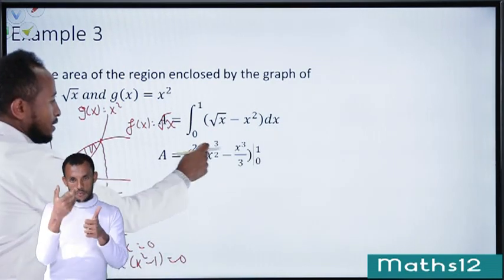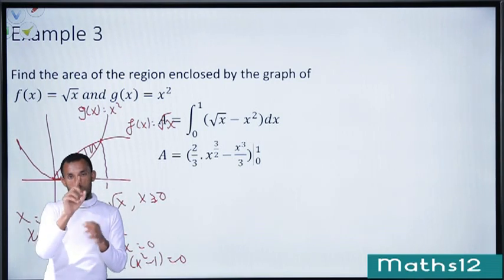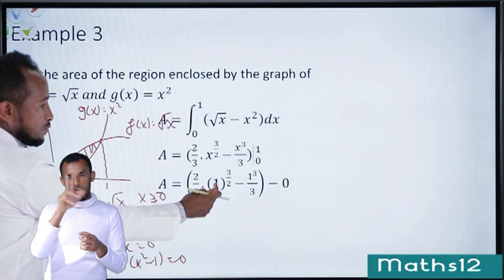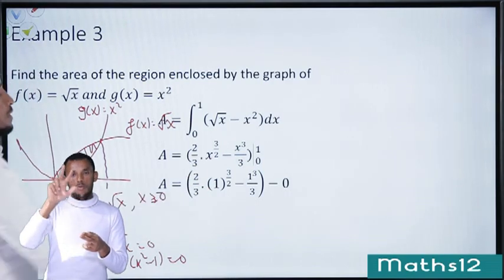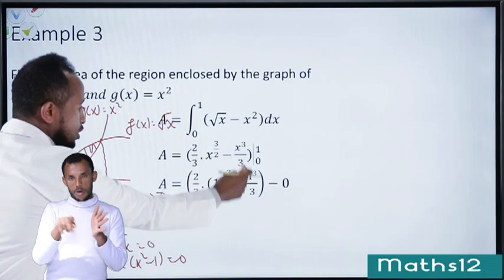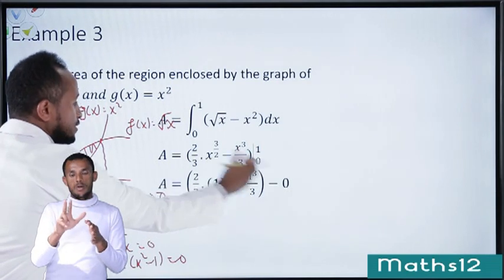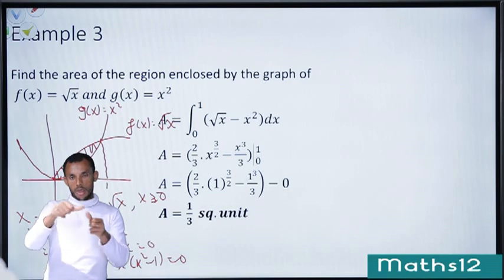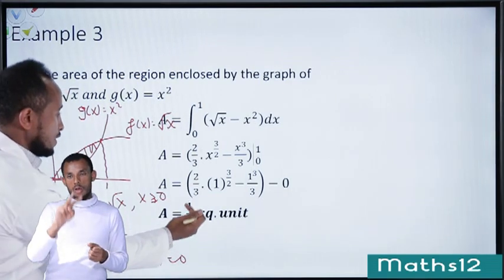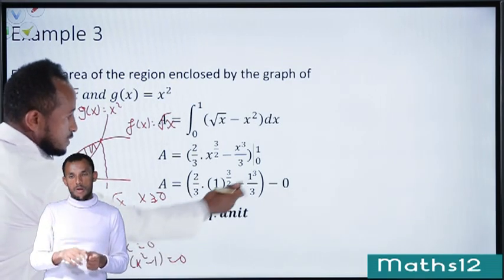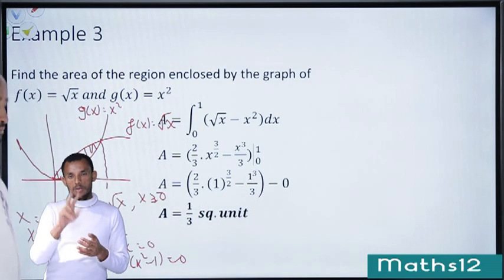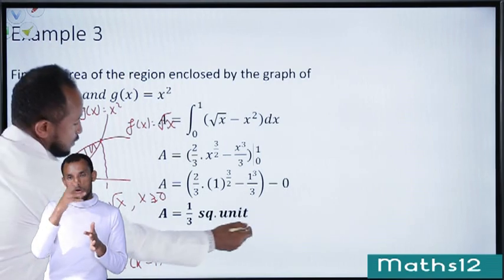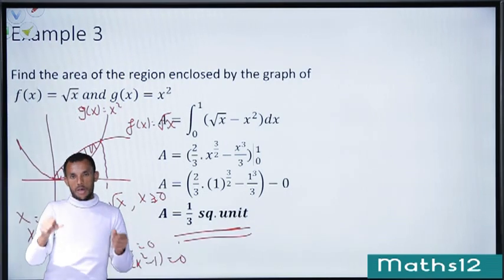First just put 1 in this. When you put 1, you have 2 over 3 times 1 to the power of 3 over 2 minus 1 cubed over 3, minus, when you put 0 in this expression, it becomes 0. Therefore, the area will be 2 over 3 minus 1 over 3, which is 1 over 3 square units. So this is the area of this region.